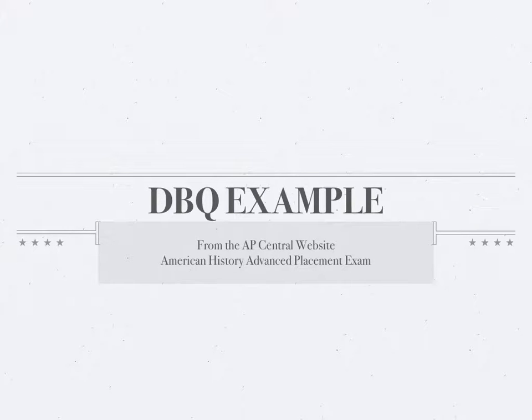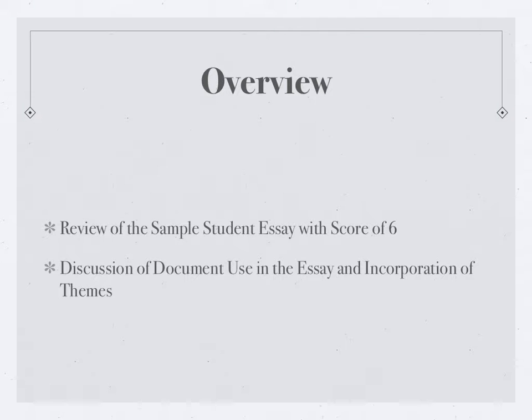The purpose of this video is to review with you a DBQ example and to review with you some of the information that the scorers provided, and this is provided to us from the AP Central website for the American History Advanced Placement Exam. So again, what we're going to do with this presentation is review the sample student essay. It got a score of a 6, and a discussion of document use in the essay and the incorporation of themes.